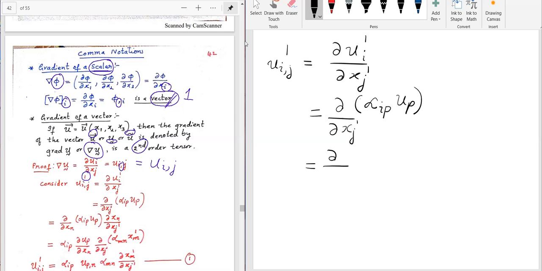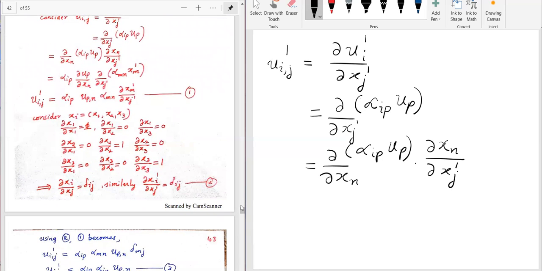Now the next step, dou by dou xj dash. We are multiplying by dou xn and dividing by dou xn. So the numerator as it is, alpha ip up, close the bracket, into dou xn divided by what was here, that is dou xj dash as it is.